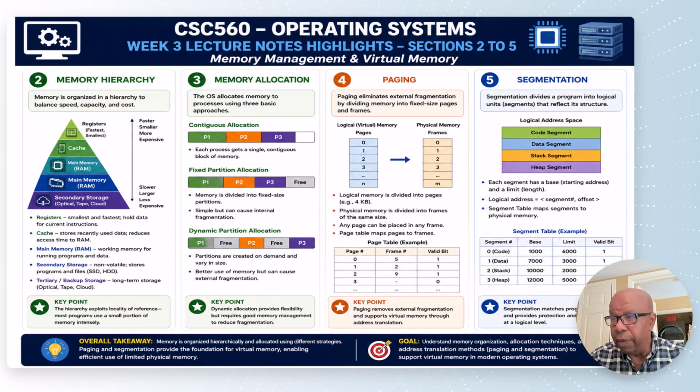Okay, next is paging. Paging eliminates external fragmentation by dividing memory into fixed size pages and frames. So out of that million bytes that I might get, I'm going to break that up into pages. So that's what we're explaining here. We have logical pages and physical memory frames.